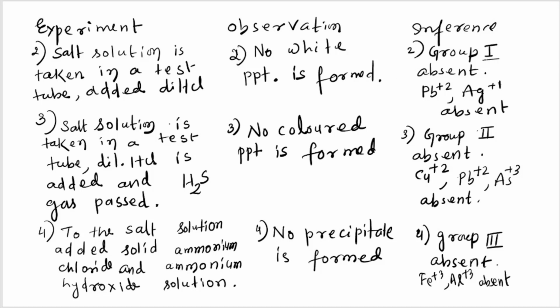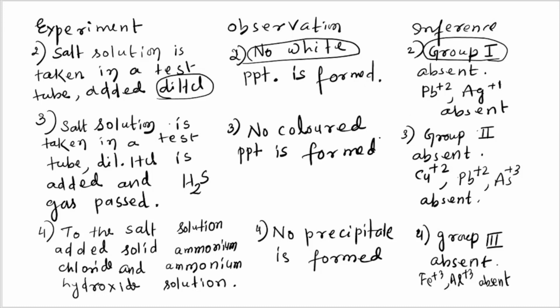Here group 1. What is the group 1 reagent? Here you should remember the reagent. To the salt solution, you will add dilute hydrochloric acid. In the observation, if it is a positive test, you should get a white precipitate. Since there is no white precipitate, group 1 is absent. The radicals Pb plus 2 and Ag plus 1 of group 1 are absent. If the first group is absent, then we will go to group 2.